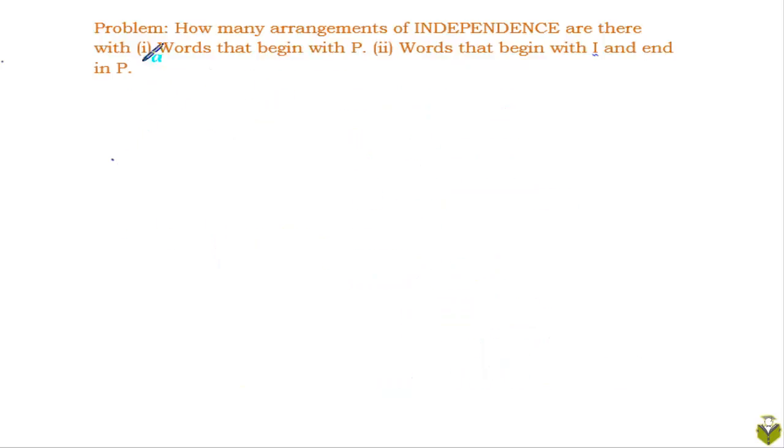Okay, so we continue with another problem which is actually related to the previous problem in some ways. How many arrangements of independence are there with words that begin with P, and words that begin with I and end in P. So there are 2 parts to this problem. I'll give you the choices.